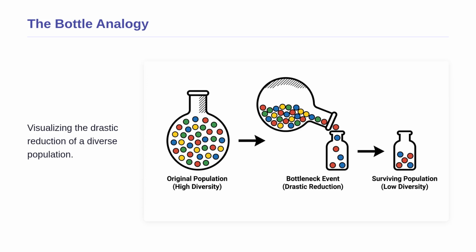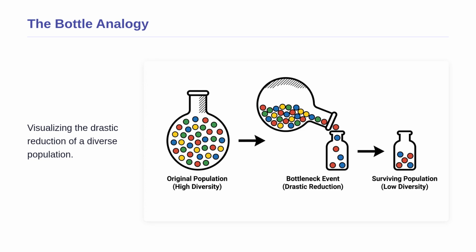Now that we have our jelly bean analogy in mind, let us look at this visual representation of the bottleneck effect. On the left, you can see the original population, represented by a large flask filled with many different colors, indicating high genetic diversity. Then we have the bottleneck event in the middle. Notice how the drastic population reduction forces only a tiny, random sample through the narrow neck of the bottle.